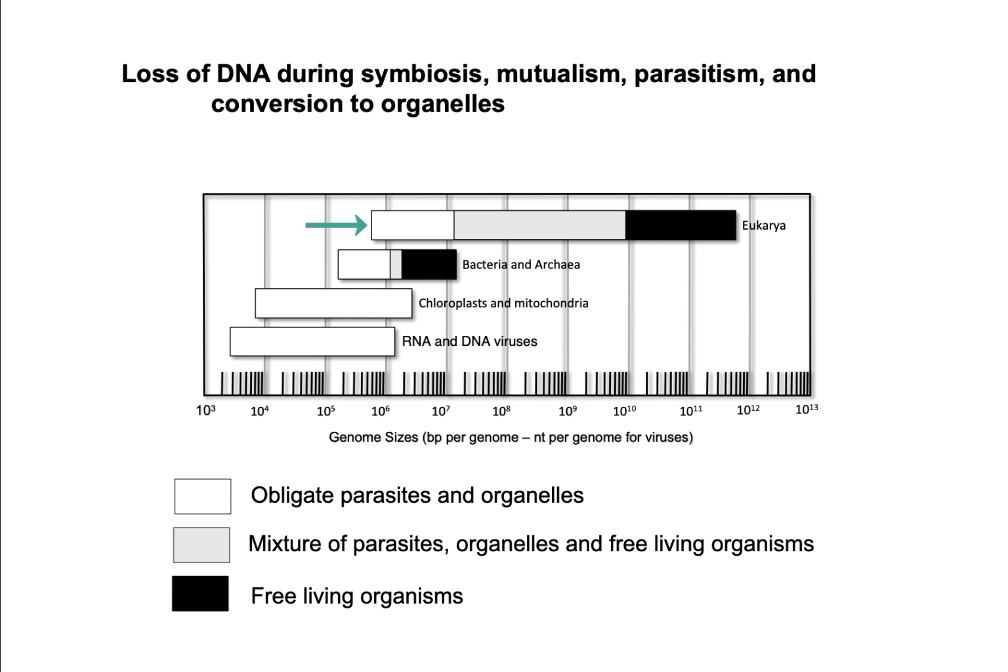And the same with the eukaryotes. You have parasitic plants, parasitic animals, things like that. You have free-living organisms, and then you have a mixture in the gray indicated by the gray bars. So from this, you can see that larger genomes are required for free-living organisms, and as organisms become parasitic or become organelles, they need less and less of that DNA in their genome, so those genomes tend to be reduced.